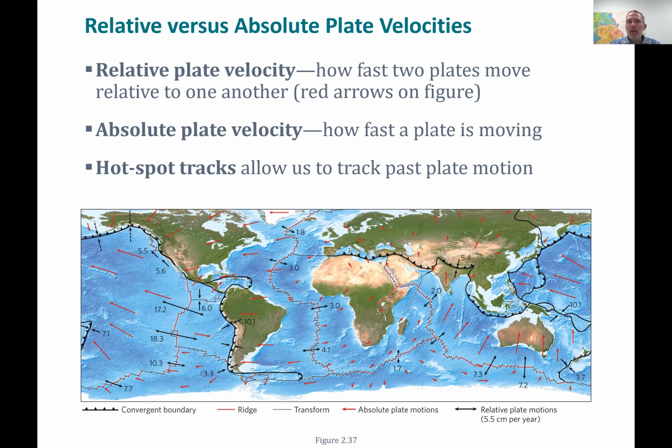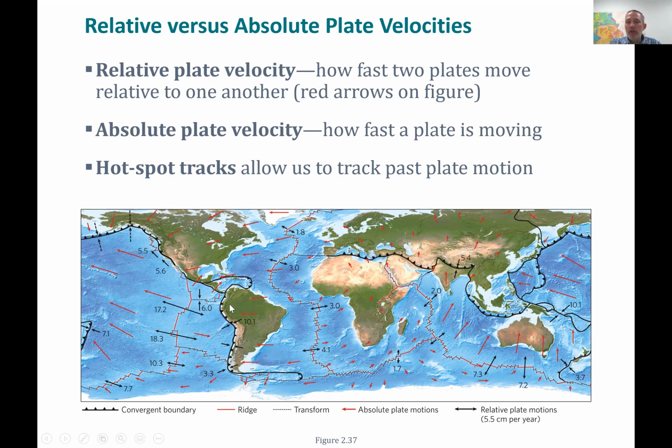So lastly, we can look at how fast these plates are moving. Some plates are moving faster than others as a result of the different amounts of force. When we start looking at these plates, the red arrows indicate how fast these plates are moving relative to one another. So when we look at this area in the Pacific Ocean, we can see how fast this is moving away from this area.